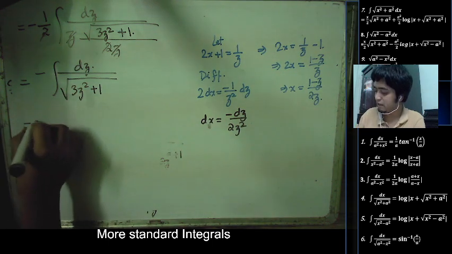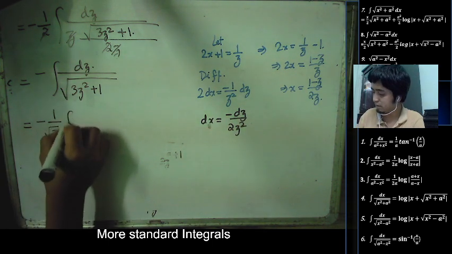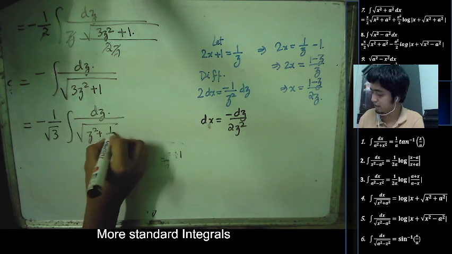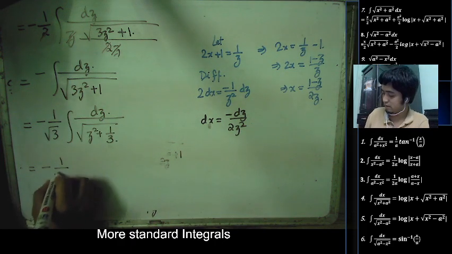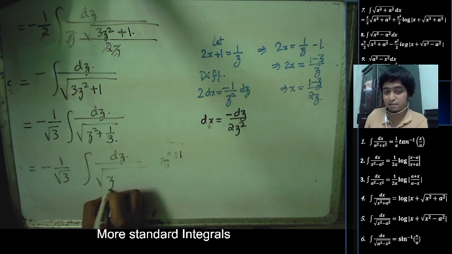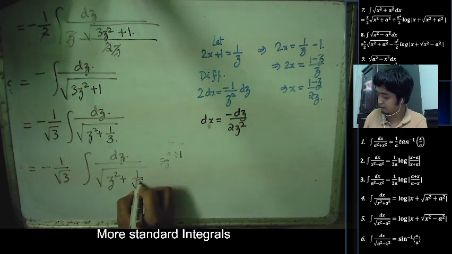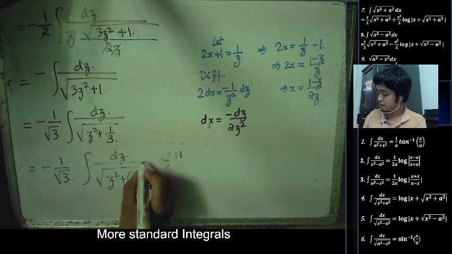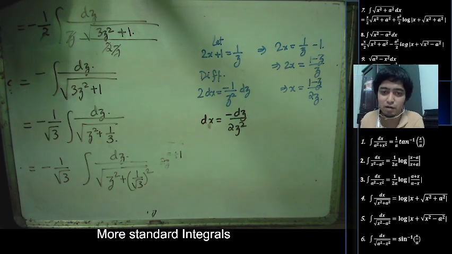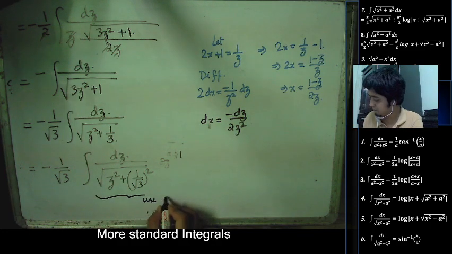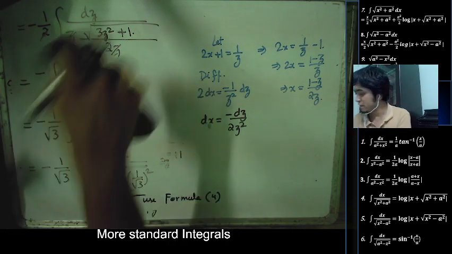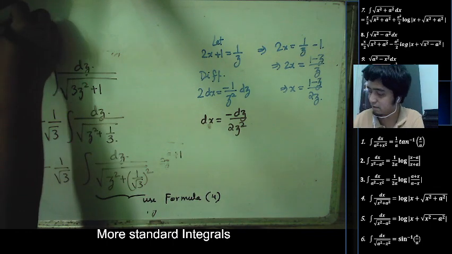We can take root 3 common. So we will be having only dz upon z square plus 1 by 3. Okay, the usual thing, dz, and over here we'll be having z square plus 1 by root 3 whole thing square. Now after doing this, you see that now it has been transformed into one of the types, which is formula number 4. Okay, so use formula number 4 and you will get the answer. Okay, maybe I'll write it down, since it's already the last step.